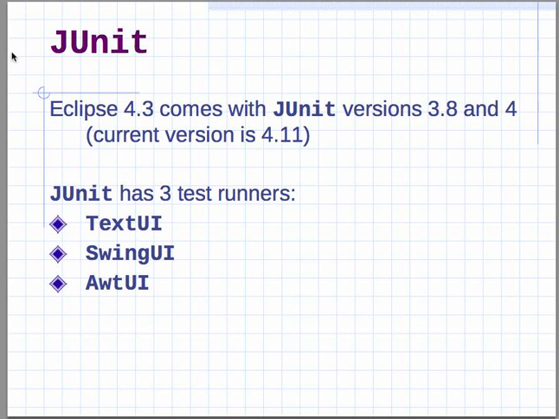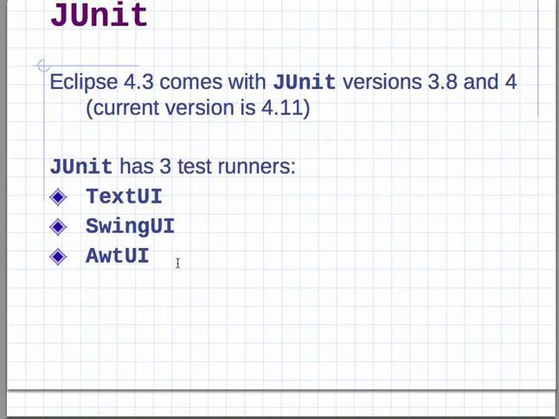Okay, so Eclipse 4.3, which is what we're currently using in this demo that's coming up next, comes with JUnit versions 3 and 4. The current version of JUnit 4 is 4.11. And JUnit has 3 test runners: text-based user interface, swing user interface, and AWT user interface. I believe we're going to be using the swing user interface. We're going to use the graphics one.